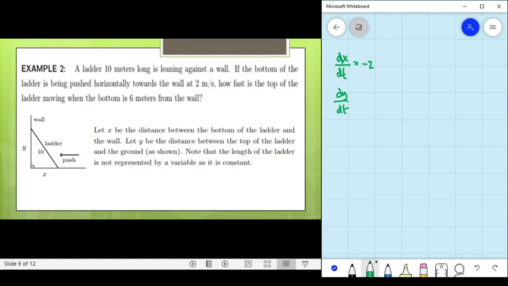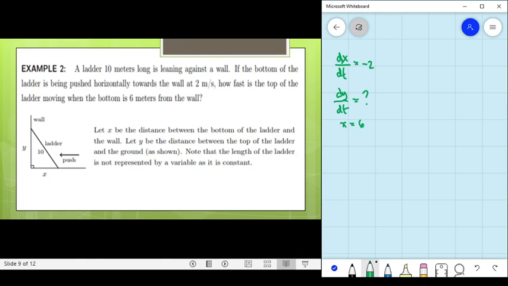How fast is the top of the ladder moving when the bottom is 6 meters from the wall? So what we are looking for here is dy over dt, how fast the top is rising, right? And then the 6 meters is your x. Right? That is why it starts at 6 here.